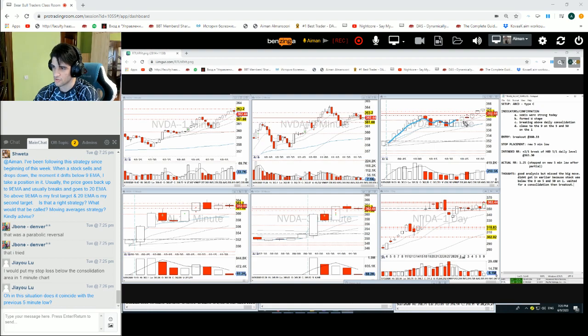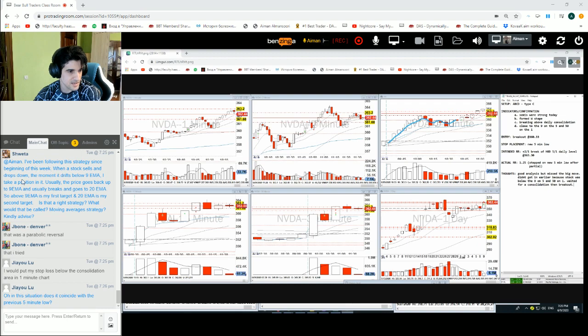I mean, you respected your rules. It got to your break even, and you bailed on it. I would have done literally the same thing. After partial, I automatically have a hard stop at break even. If you didn't partial, I bet you would have stayed in this trade and got most of the move right there. I've been following this strategy since the beginning of the week.